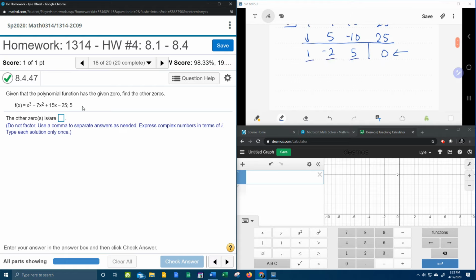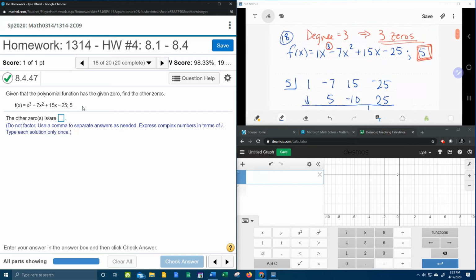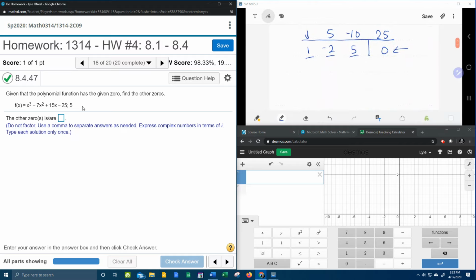The 1, -2, and 5, those are the coefficients of the quotient, which has to be degree 1 less than the function. So now we know that we've got x squared minus 2x plus 5 is the remaining part. If I set that equal to 0 and solve, then I can find the other 2 zeros. Now we could try to solve by factoring, but there are not numbers that multiply to make 5 that add to make 2. And so we could use completing the square, or we could use the quadratic formula.